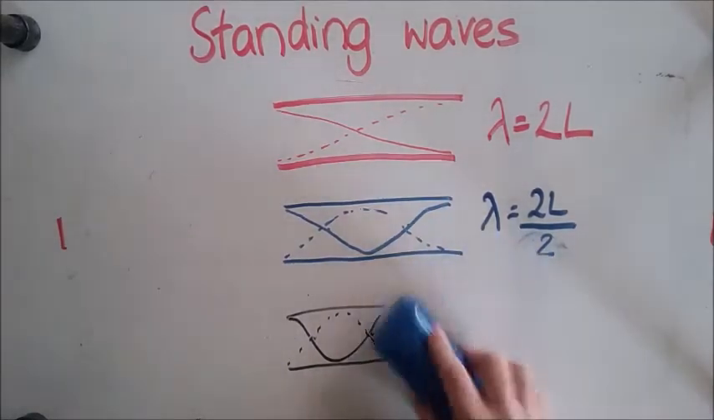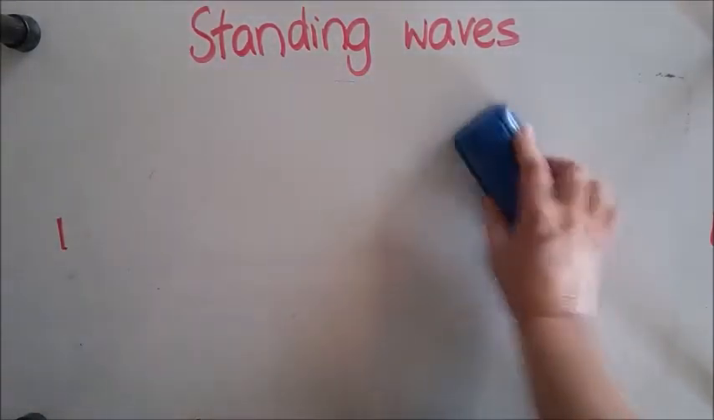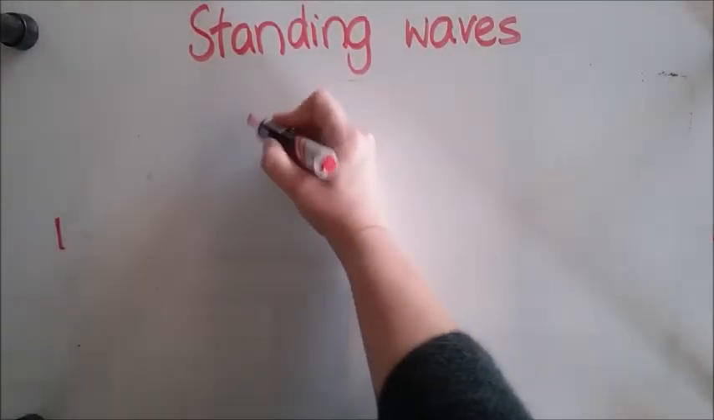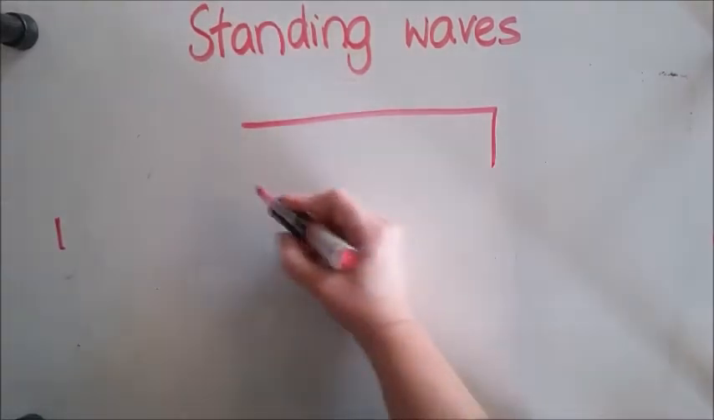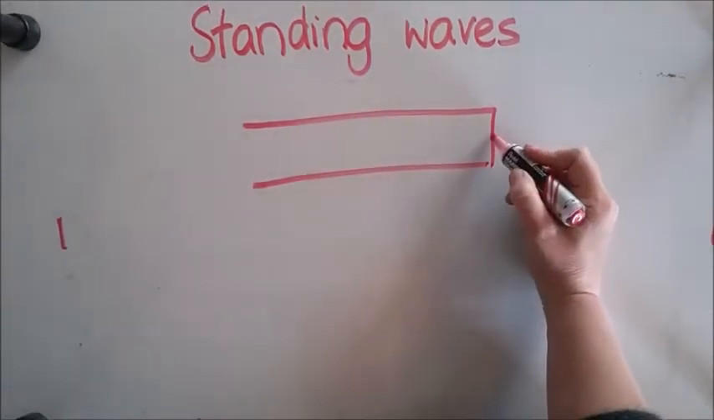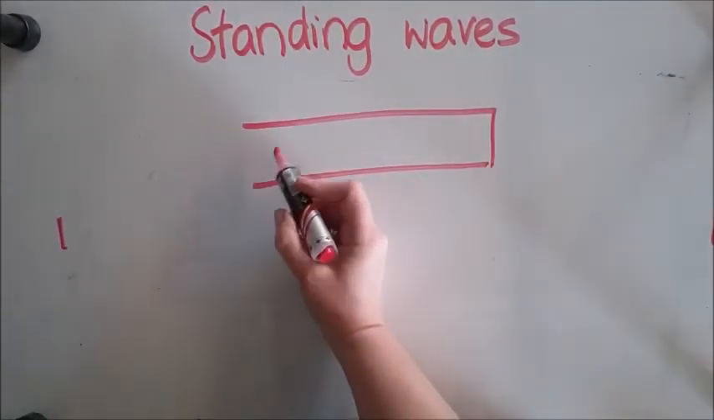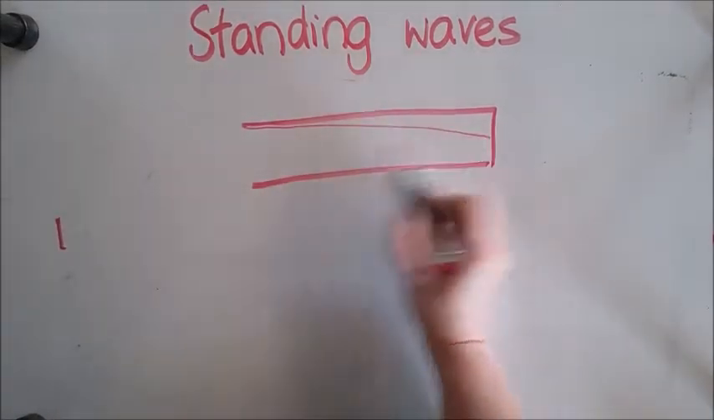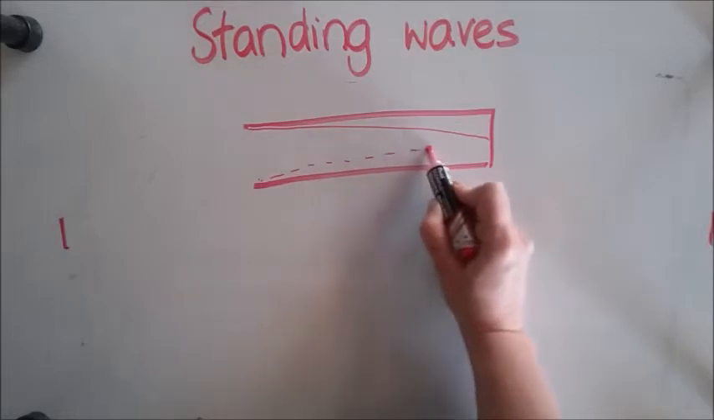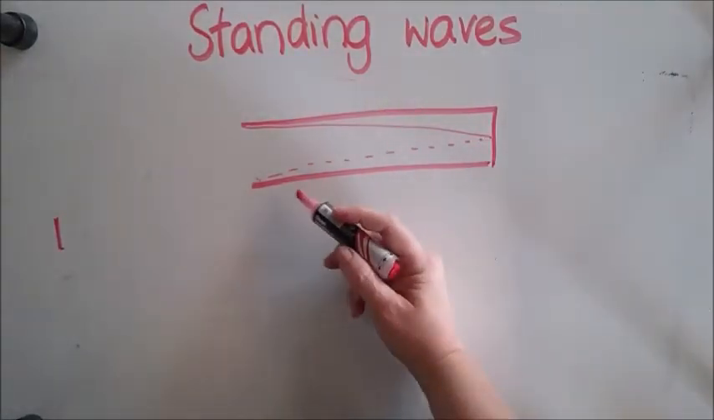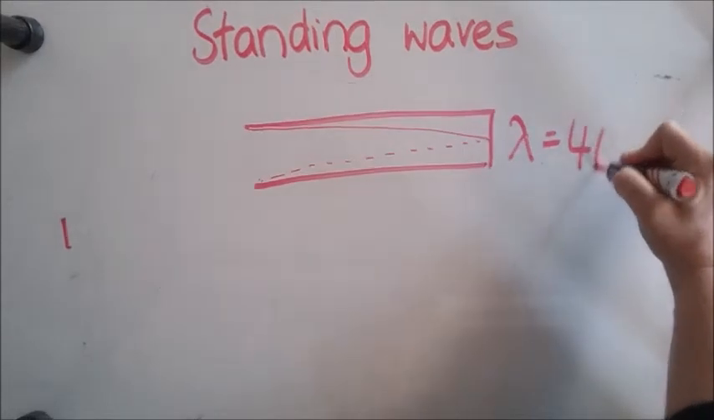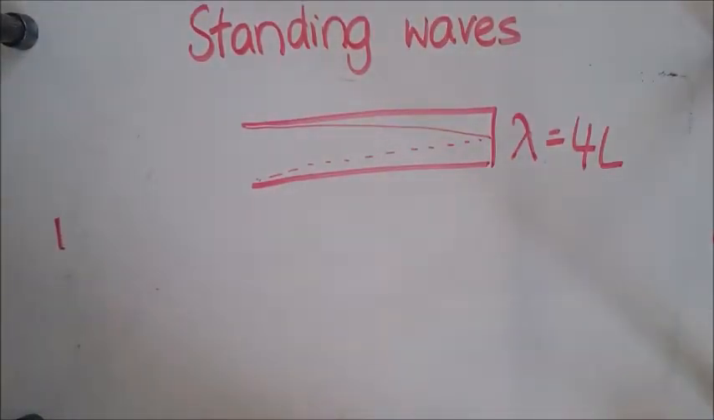Okay, closed pipes are a little trickier. Closed pipes must have a node at this end and an antinode at that end. So here's our first harmonic, and you can see there, this time, the wavelength is 4 times the length of the closed pipe.